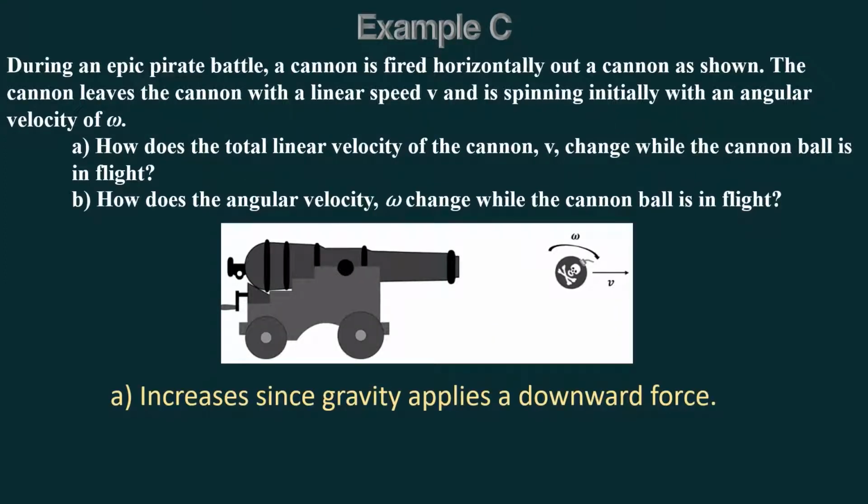Part A is easy. It's going to go down. The cannonball is going to slowly go down because there's a force of gravity. So it'll have a constant x velocity, but an increasing y velocity, so it's going to increase in speed.